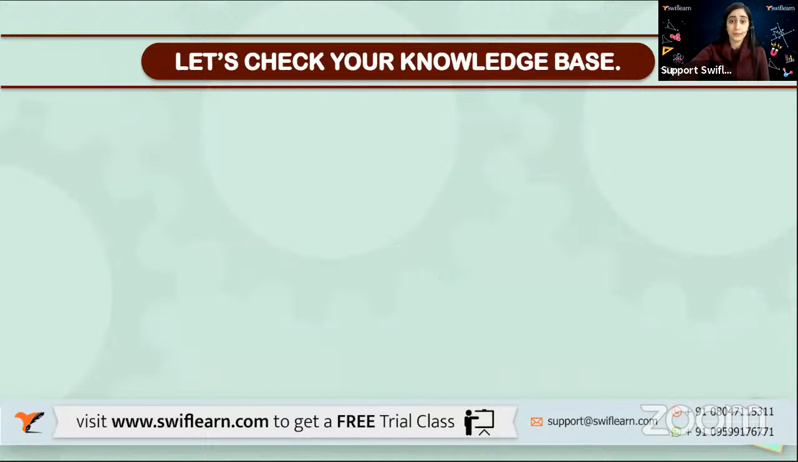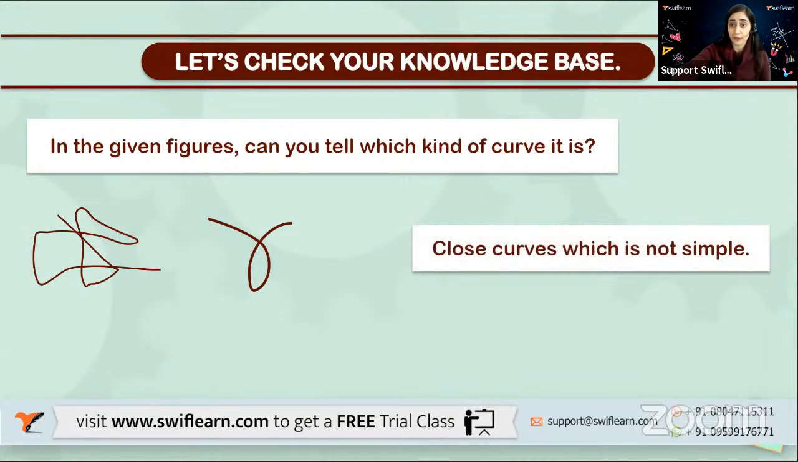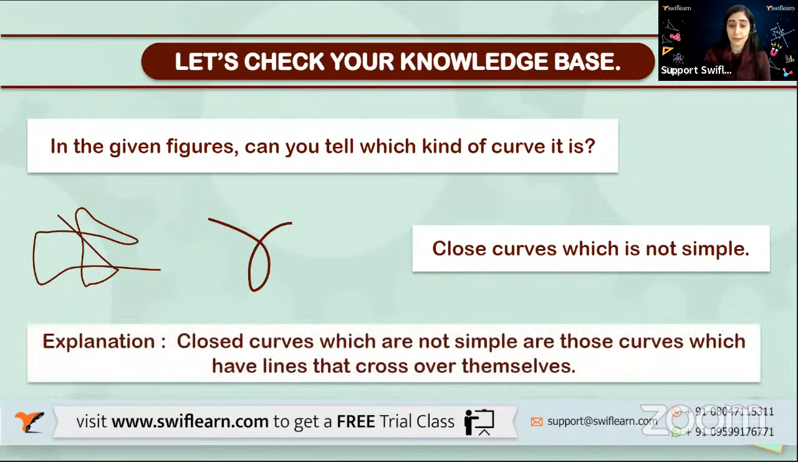Let me give you another one. So tell me, which kind of curves are these? Yes, great. You're right. It is a closed curve, but it's not simple. Why is it not simple? Pretty easy. Yes, because they are intersecting. So if they're intersecting, we do not call them simple curves. Simple as that. All right, let me revise it.